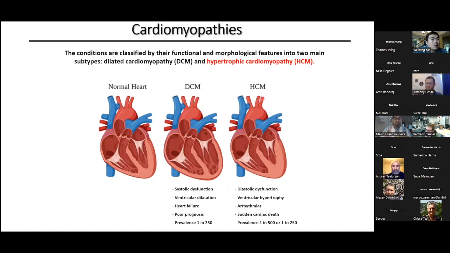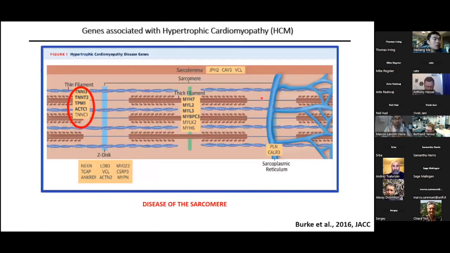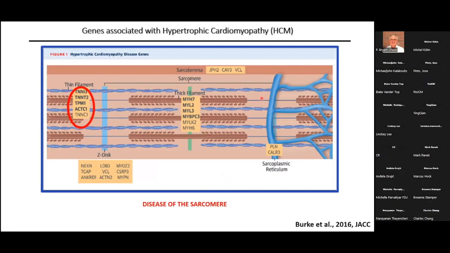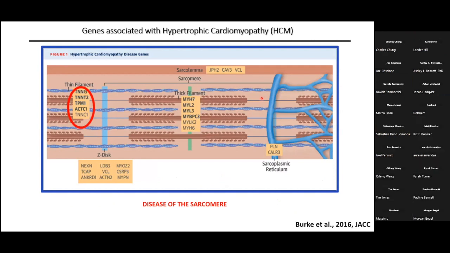cardiomyopathy, or HCM. So in this schematic of the sarcomere, we can see that the majority of the sarcomeric proteins are associated with hypertrophic cardiomyopathy. And of special interest, I want you to take a look at this area that I highlighted in red, where you can see that all three troponin subunits, C, I, and troponin T, are linked to HCM. And from now on, I will be focused on cardiac troponin T.